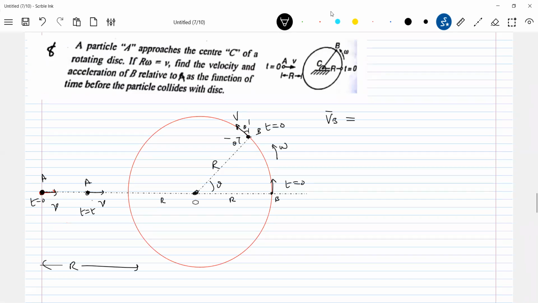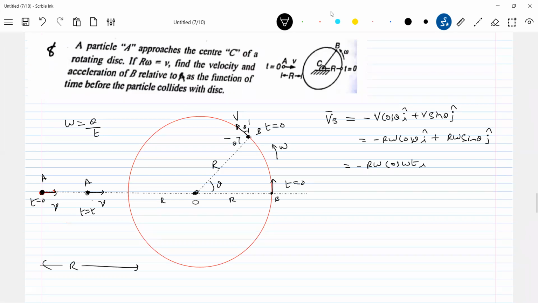VB bar, how do you write it? Minus V cos theta i cap plus V sin theta j cap. What is given? Omega, no? Because V equals R omega, I should replace, so this will be minus R omega cos theta i cap plus R omega sin theta j cap. And what is theta? Omega equals theta by time, no?